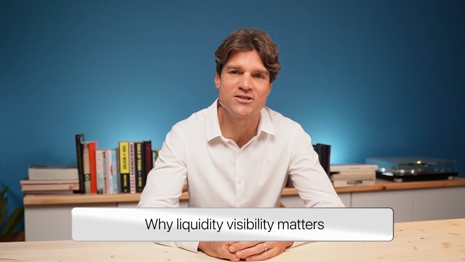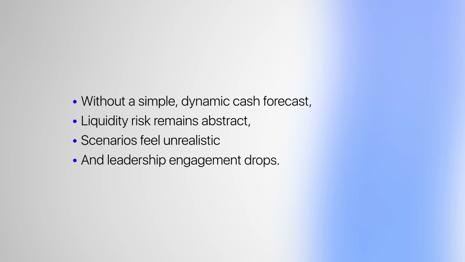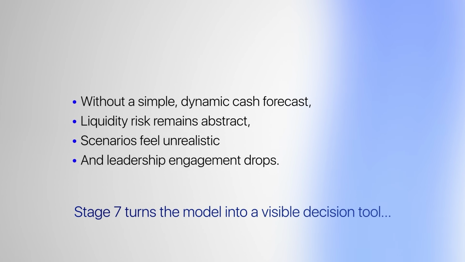Okay, so in stage 7, I'm going to explain to you why liquidity visibility matters, because executives don't just see risk, they see cash. Now, without a simplified dynamic cash forecast, liquidity risk remains abstract. Scenarios feel unrealistic and leadership engagement is going to drop. Now, stage 7 turns the model into a visible decision tool. Even with a complete valuation model, if cash timing isn't clear, the conversation shifts away from strategy towards uncertainty. So overcomplicated treasury logic or static tables only add to the confusion here.